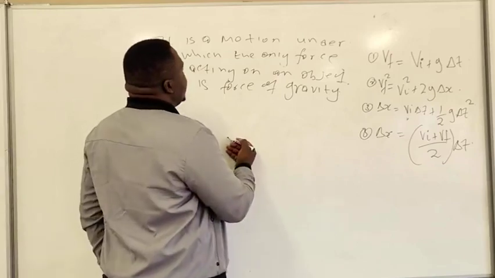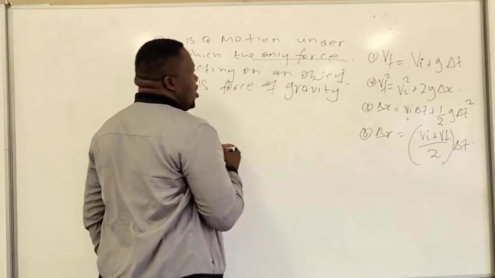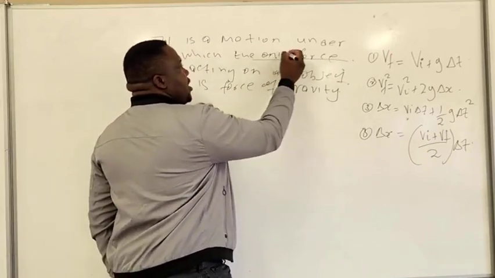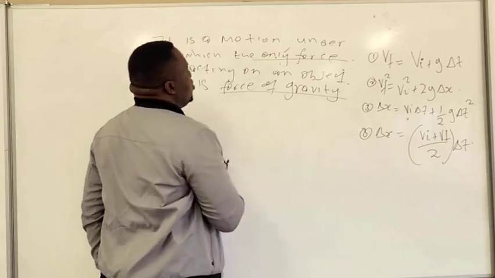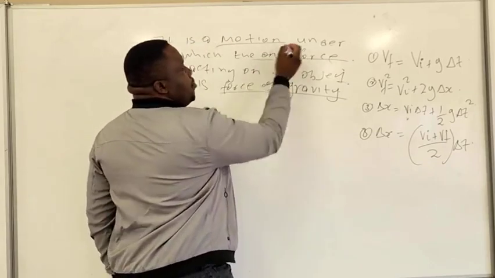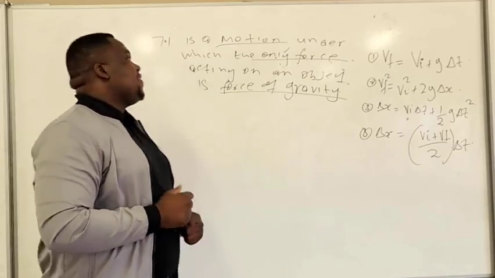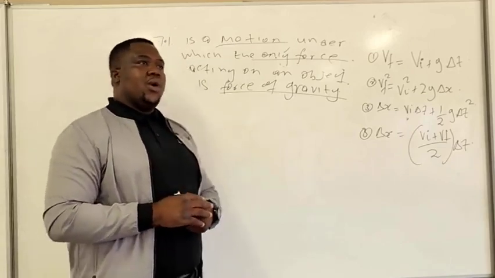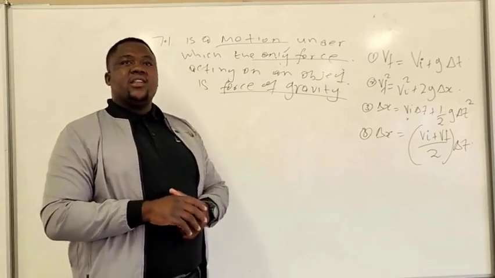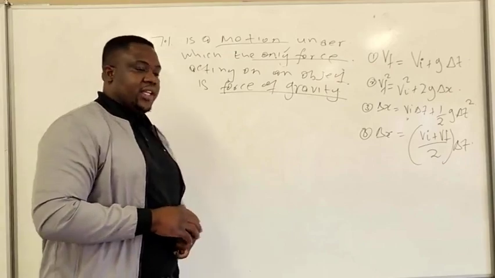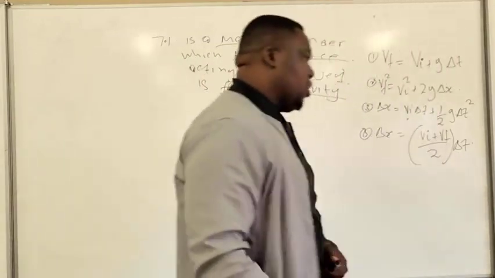We've got what? We've got the only force. This word "only" must always be there. Then the word "gravity" must always be there. Then the motion must always be there. So free fall is a motion under which the only force acting on an object is the force of gravity. So that is what we call free fall.